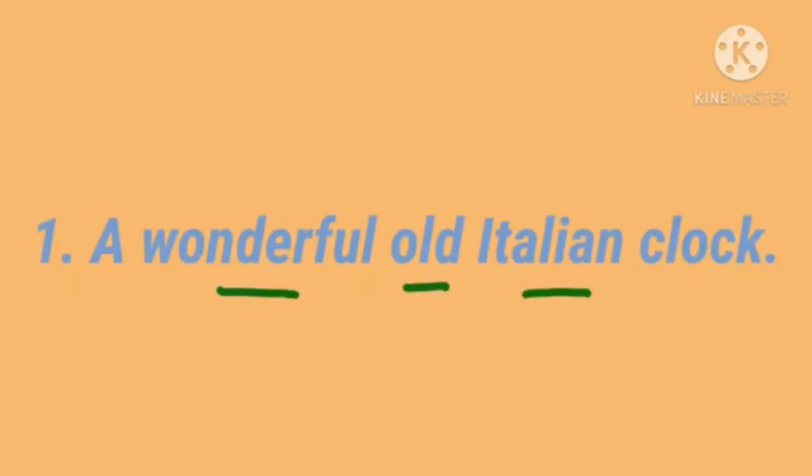Okay, what are the describing words given here? Wonderful, old and Italian. Wonderful describes the opinion of the clock. Old describes the age of the clock. Italian describes the origin of the clock. So according to the order, first we want to write the opinion, second age and then origin. So the sentence given here is in the correct order. A wonderful old Italian clock.